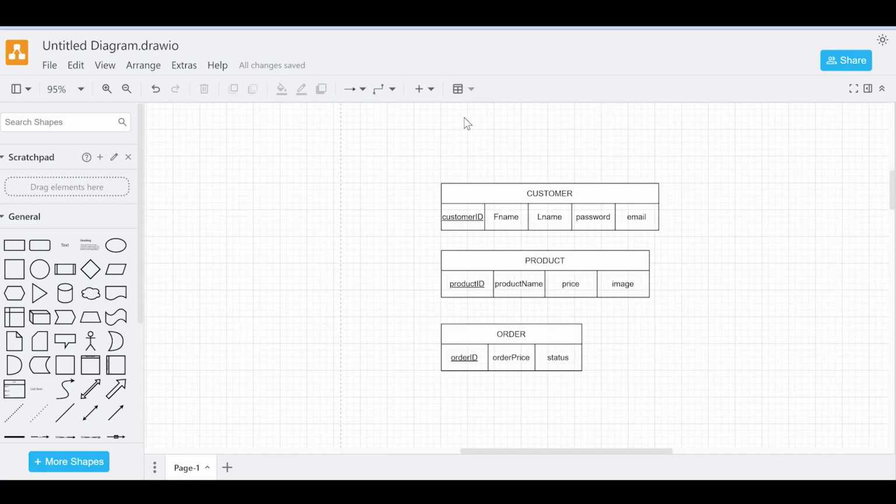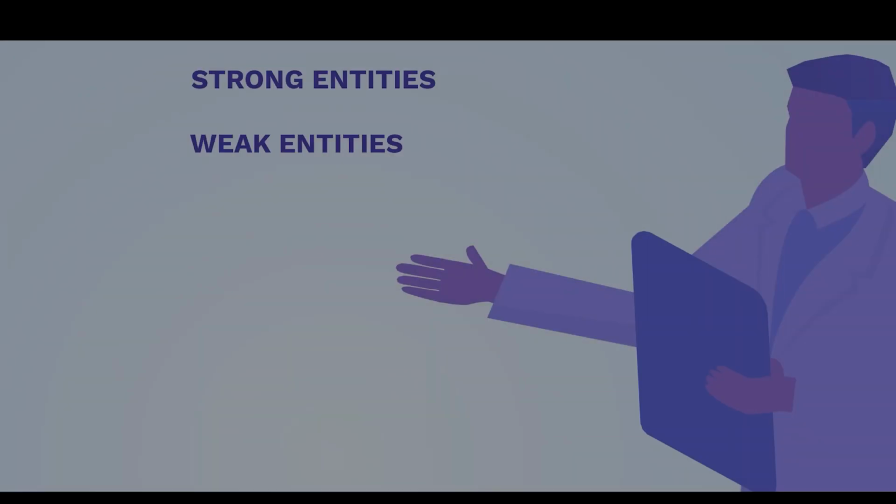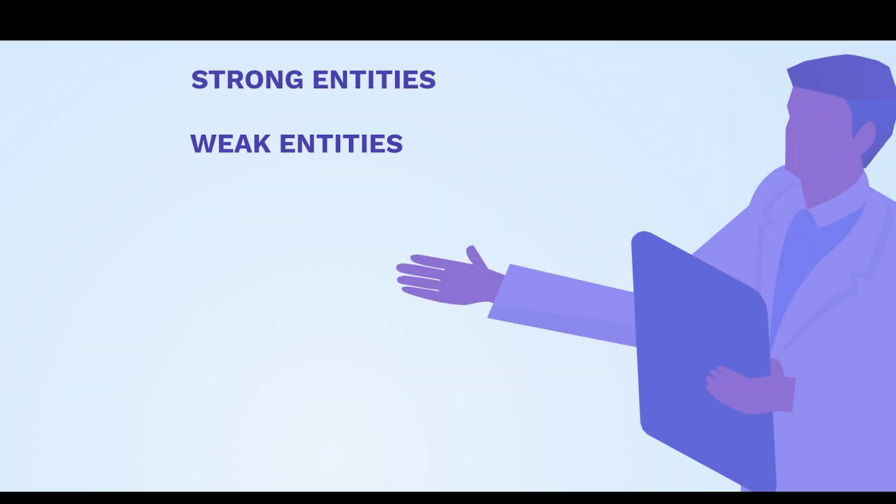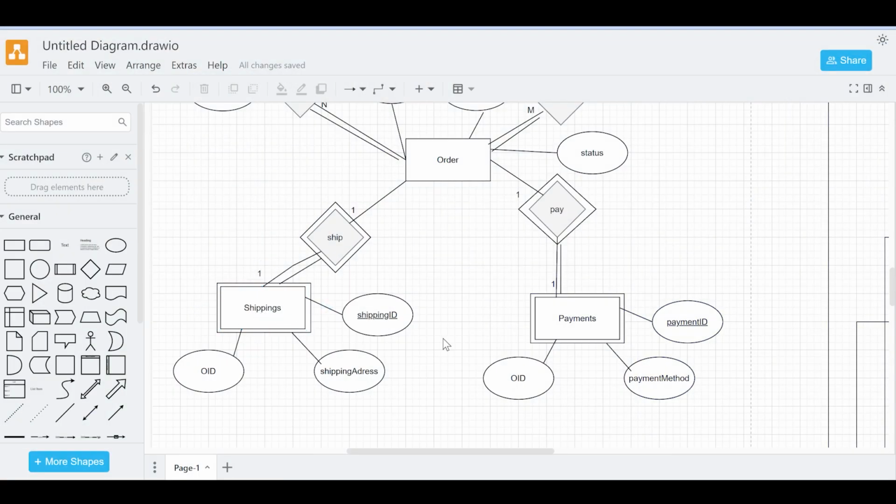So we made three tables for the three strong entities. We put the name of them at the top, then we add the attributes, and we put a line beneath the primary key. The second rule is that we map the weak entities. We have two weak entities: shippings entity and payments entity, and there is no difference from mapping strong entities.